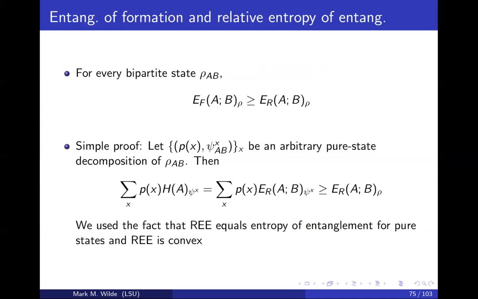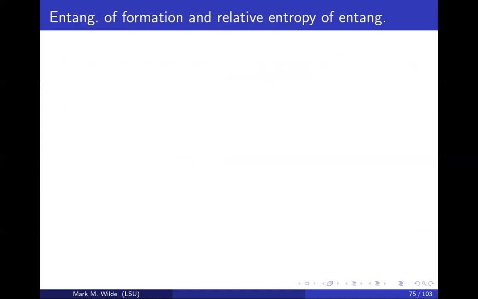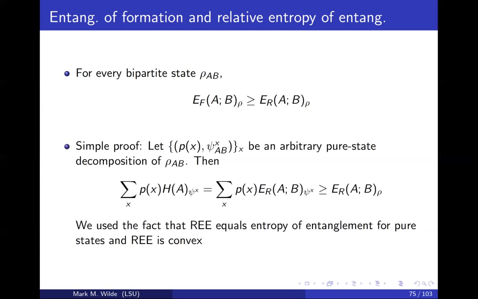We've talked about both entanglement of formation and relative entropy of entanglement. There is a relation between them. The entanglement of formation is always greater than or equal to the relative entropy of entanglement. So that delineates some relationship between them. And there's a simple proof for that. We can just talk about it here.